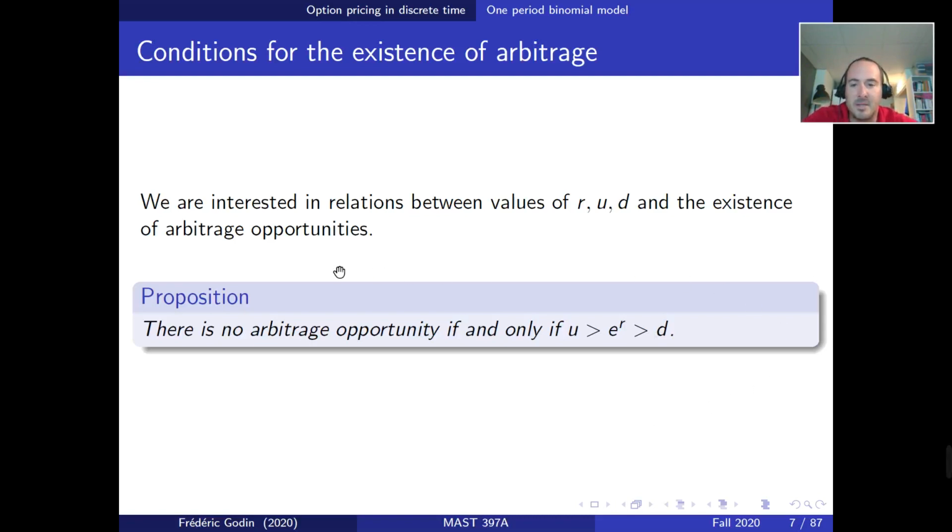The following proposition gives an answer to this question. It says that in this market, there are no arbitrage strategies if and only if we have the following relationship: u must be greater than the exponential of the risk-free rate, which must be greater than d. This is the result we're going to prove subsequently.